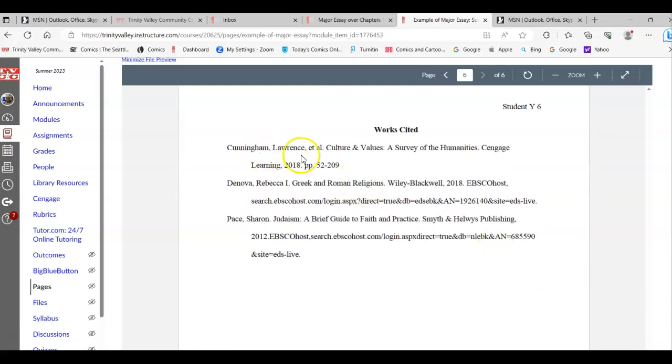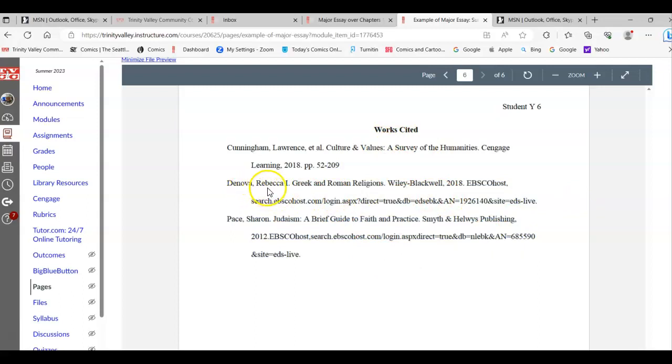The first one, Cunningham, that's our textbook. And so it's written by Lawrence Cunningham and 2 other authors. So you can put Cunningham, Lawrence et al. You could put the other people's names, but you don't have to. The title here actually should have been italicized. And there should have been a period here after 209. And now it's not letting me get rid of that, so there we go.